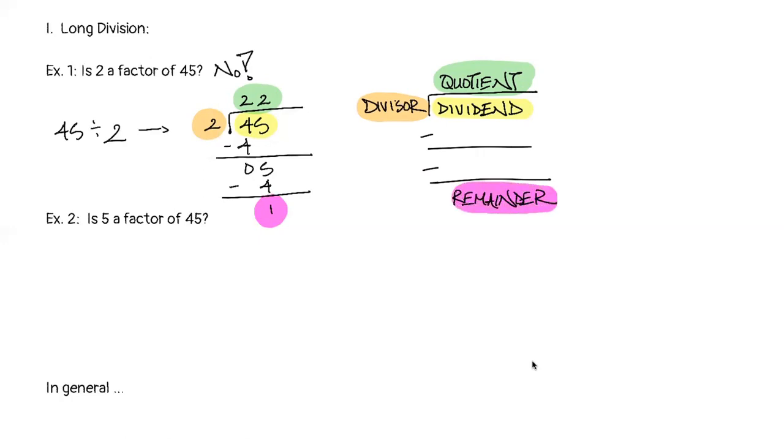Okay. And so what that means is when we take 45 and we divide it by 2, we get a remainder of 1, okay? In other words, we could say that 45 equals 2 times 22 plus a remainder of 1, okay? So again, 1 is the remainder, 45 is our dividend, 2 is our divisor, and 22 is our quotient, okay?